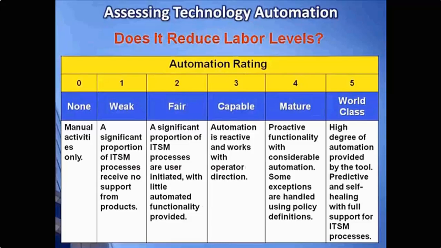Here's how we can assess automation, technology automation. And the key question we're looking at here is how well does this tool operate to reduce labor levels? So for the automation rating, we're looking at how much associated labor is required when we're using the tool. For example, a change management tool that automatically populates fields with problem data, auto-generates request forms, and provides an automated change management workflow would probably get a very high rating.